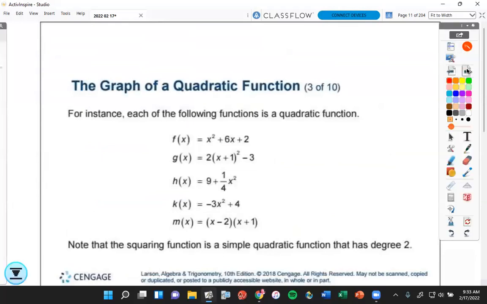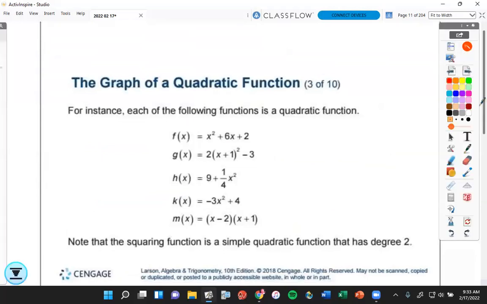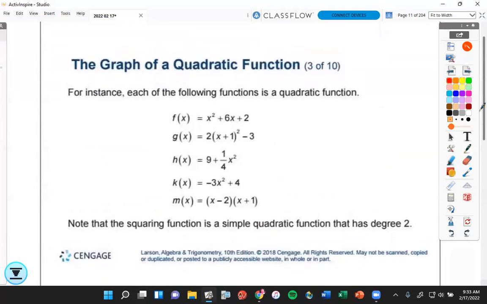The graph of a quadratic function. Each of the following is a quadratic function. They're all quadratics because they're degree 2. Some of them might not be as obvious as others. Some of them aren't written in general form. This is written in general form. This one's written in what's called vertex form. Go ahead and give it a name here.